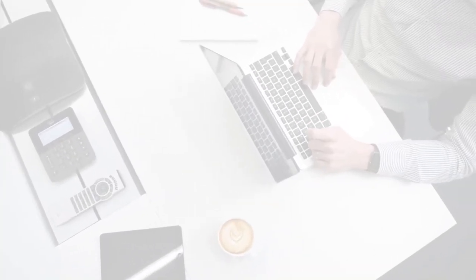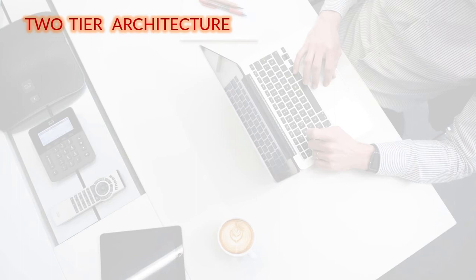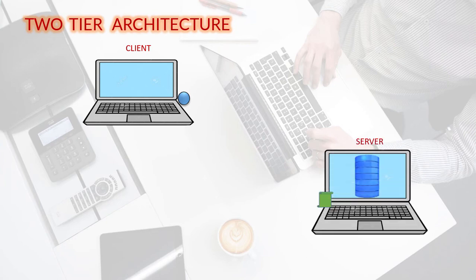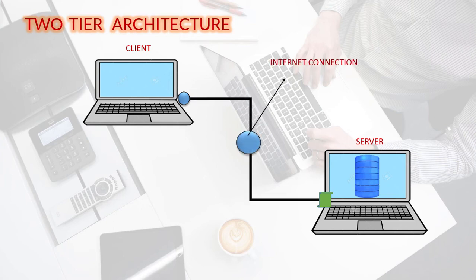Second one is 2 tier architecture. In this one, 2 machines are available. First one, client, and second one is server. On server side, database resides. There is an internet connection which connects client and server.